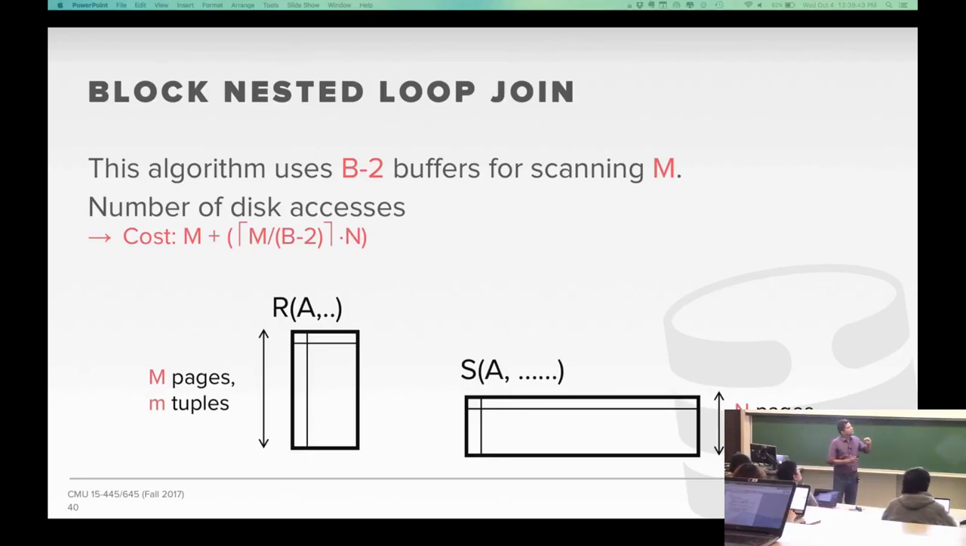Why wouldn't we only use some buffers for scanning S? Why would we use buffers for scanning the other table? You can actually do that, but I don't think it's any different from this particular algorithm. It's equivalent. You can use multiple buffers for scanning the inner table as well as the outer table, but it's equivalent to doing this.